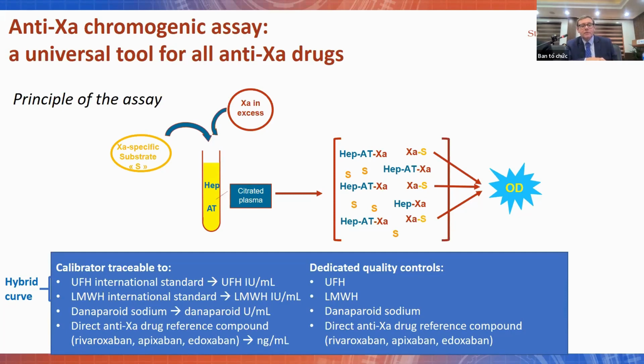You can also use it for danaparoid sodium, a drug that can be used in patients with HIT, heparin-induced thrombocytopenia. And you can use it for fondaparinux, the synthetic pentasaccharide, which is the minimal sequence required to bind to antithrombin. You can also measure the direct oral anticoagulants targeting factor Xa: rivaroxaban, apixaban, and edoxaban. For those, you have results in nanograms per ml. There are also dedicated quality controls for all of these different drugs.